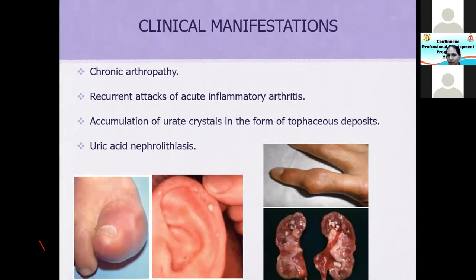They can present with chronic arthropathy, or they can present with recurrent attacks of acute inflammatory arthritis. This is the most common presentation. There could be accumulation of urate crystals in the form of tophaceous deposits, which is called tophaceous gout. These can be seen as yellow colored deposits in the pinna and also around the joints. And they can have uric acid nephrolithiasis.